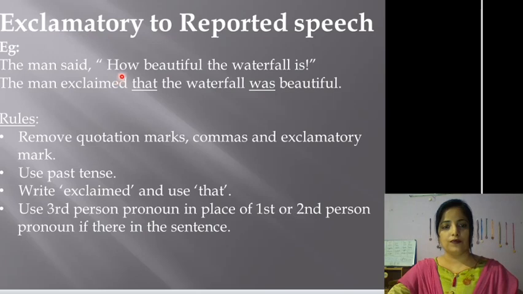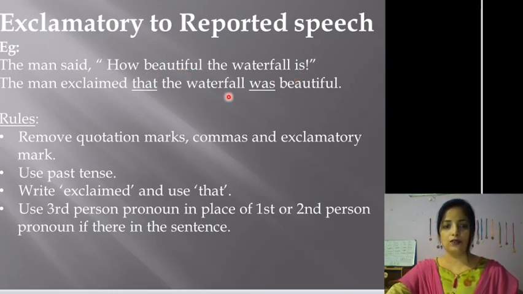The man said, "How beautiful the waterfall is!" Exclamatory mark. Please look at my cursor. Can you see the exclamatory mark? That means this sentence is exclamatory. Answer: the man exclaimed that the waterfall was beautiful. So what has happened here? Only one change, that "is" became "was," because we have to use past tense in reported speech. Okay, so basic changes. How beautiful the waterfall is.